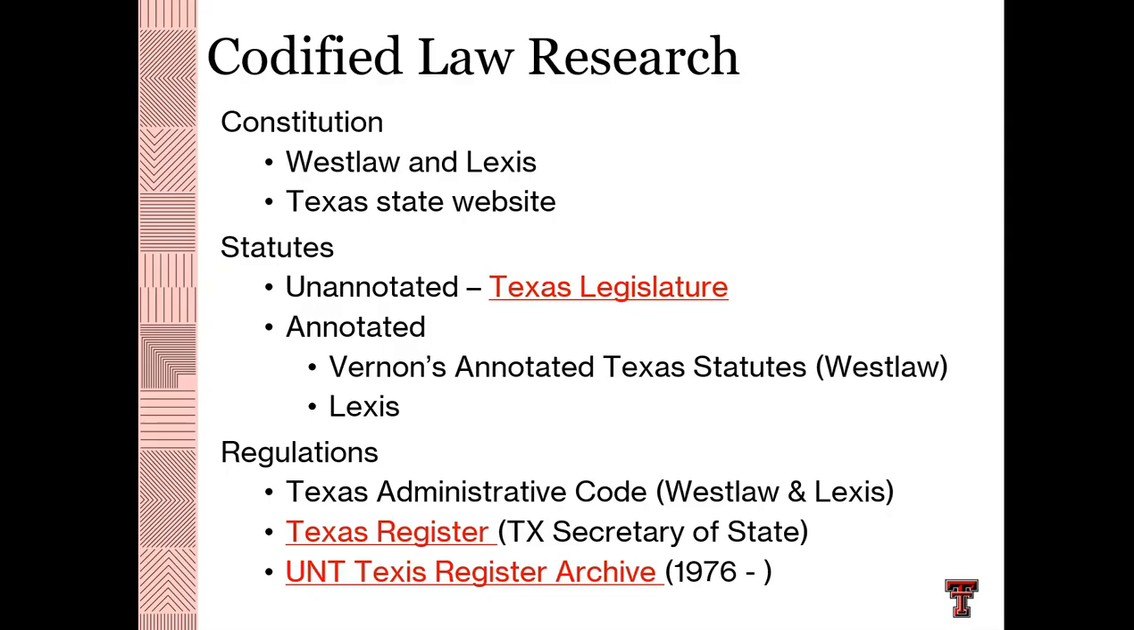The Westlaw code is Vernon's Annotated, so you might hear someone refer to it as Vernon's. That's what they mean. It's just the Westlaw publication. And then regulations. The Texas Administrative Code, again, is available through Westlaw and Lexis. The Texas Register is the publication where proposed regulations and approved regulations are first published. And then the University of North Texas has an online archive of old Texas Registers going back to 1976.